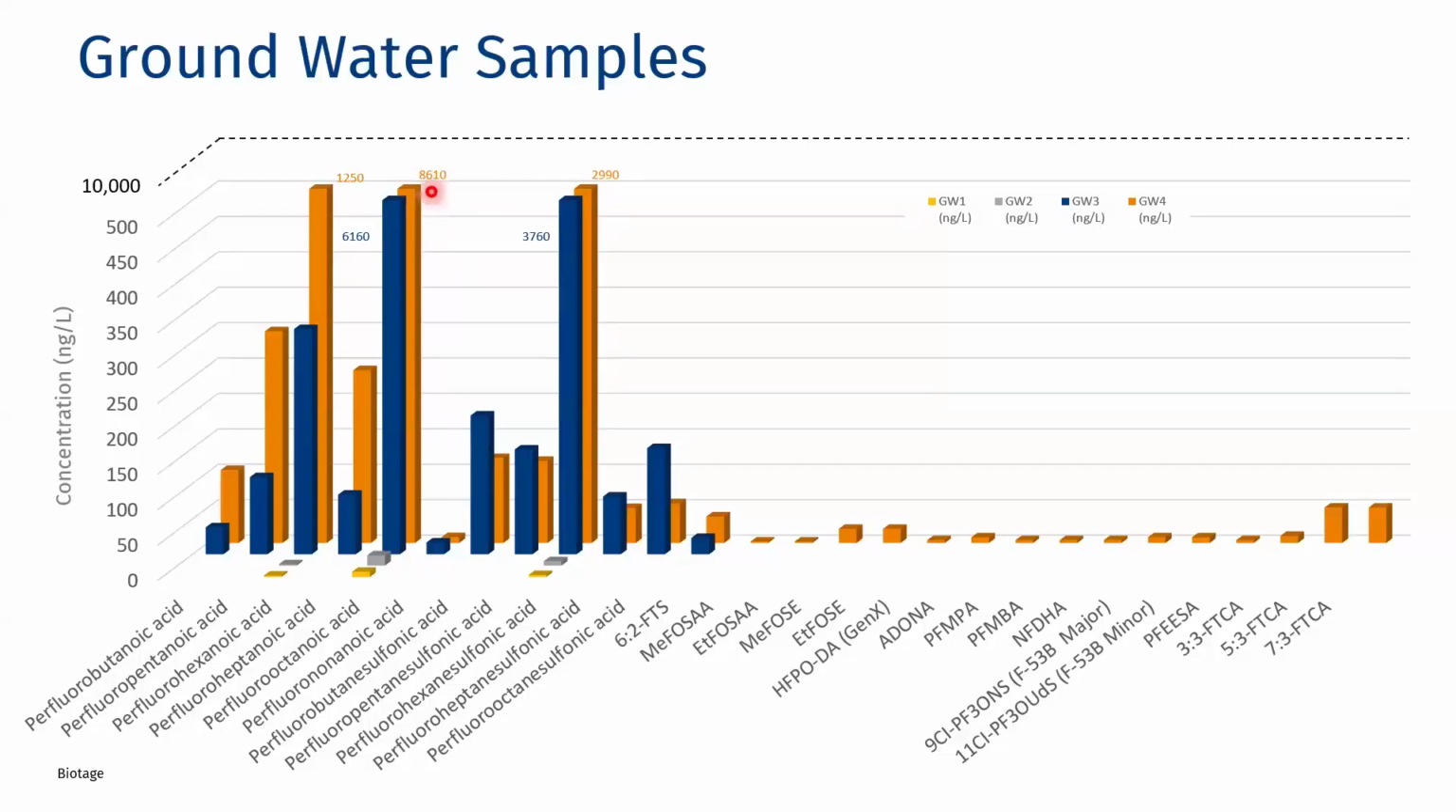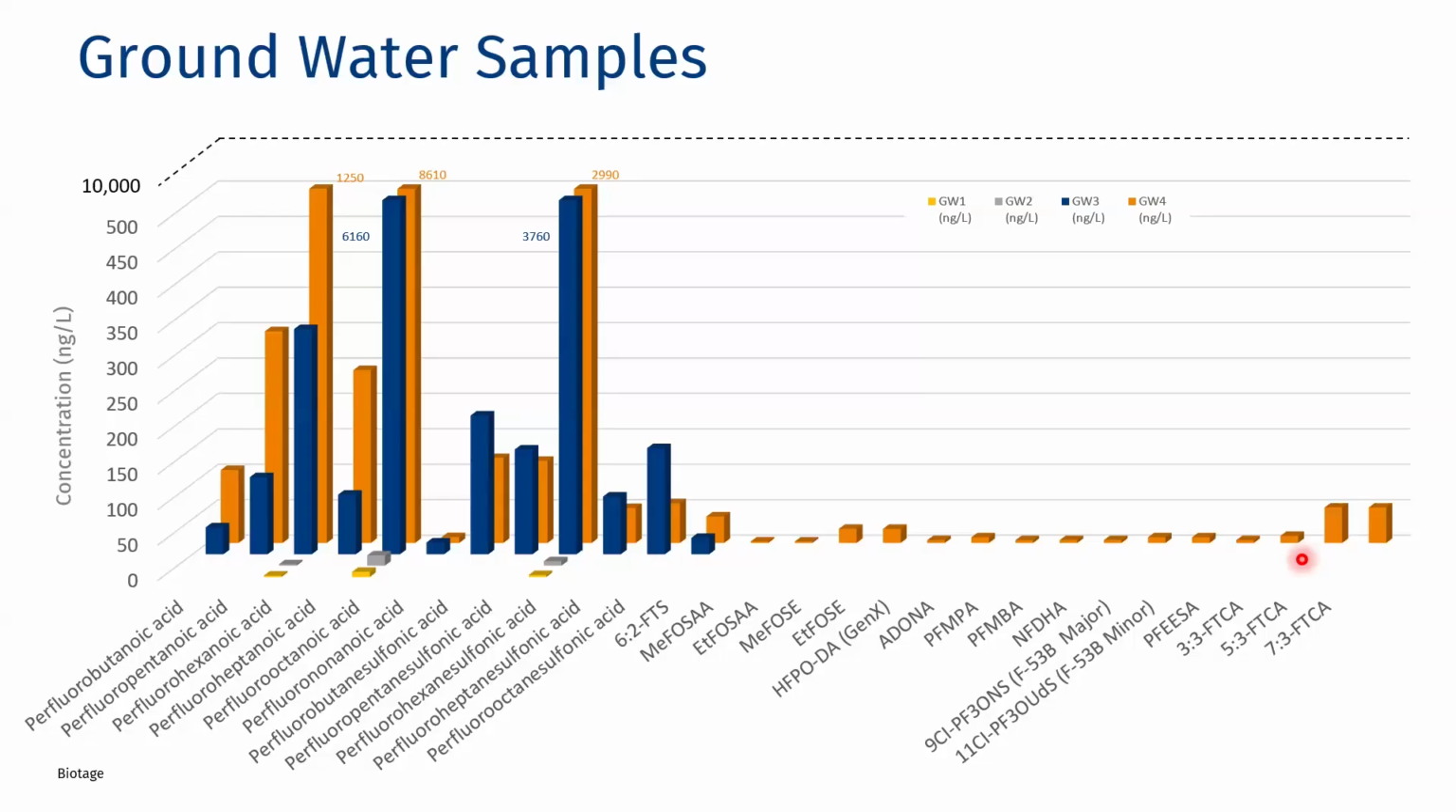So you can see some of them have 8,000 nanograms per liter plus of PFAS analytes. But you can see the range for different compounds and how they're found in these different groundwater samples, and the system was easily able to process that and be cleaned afterwards.